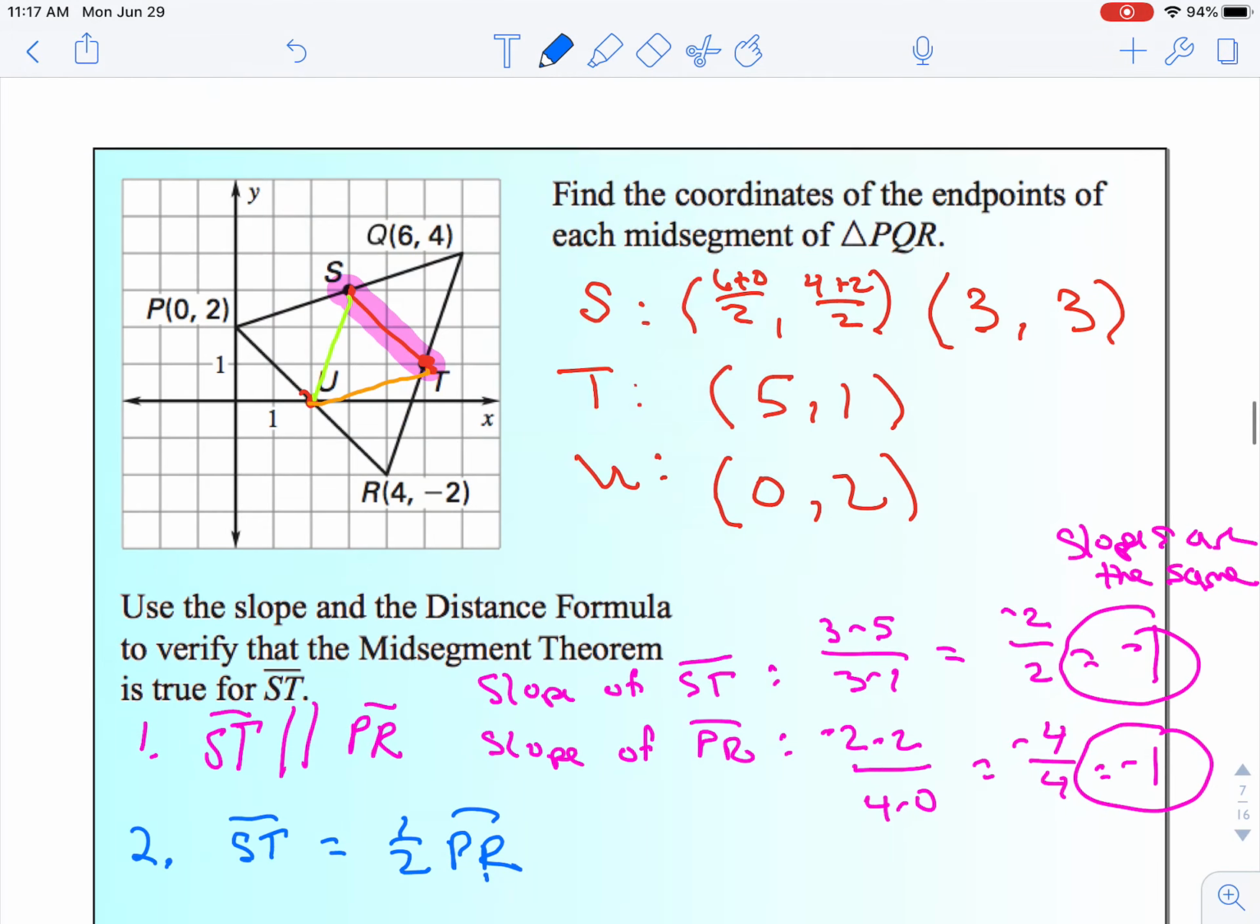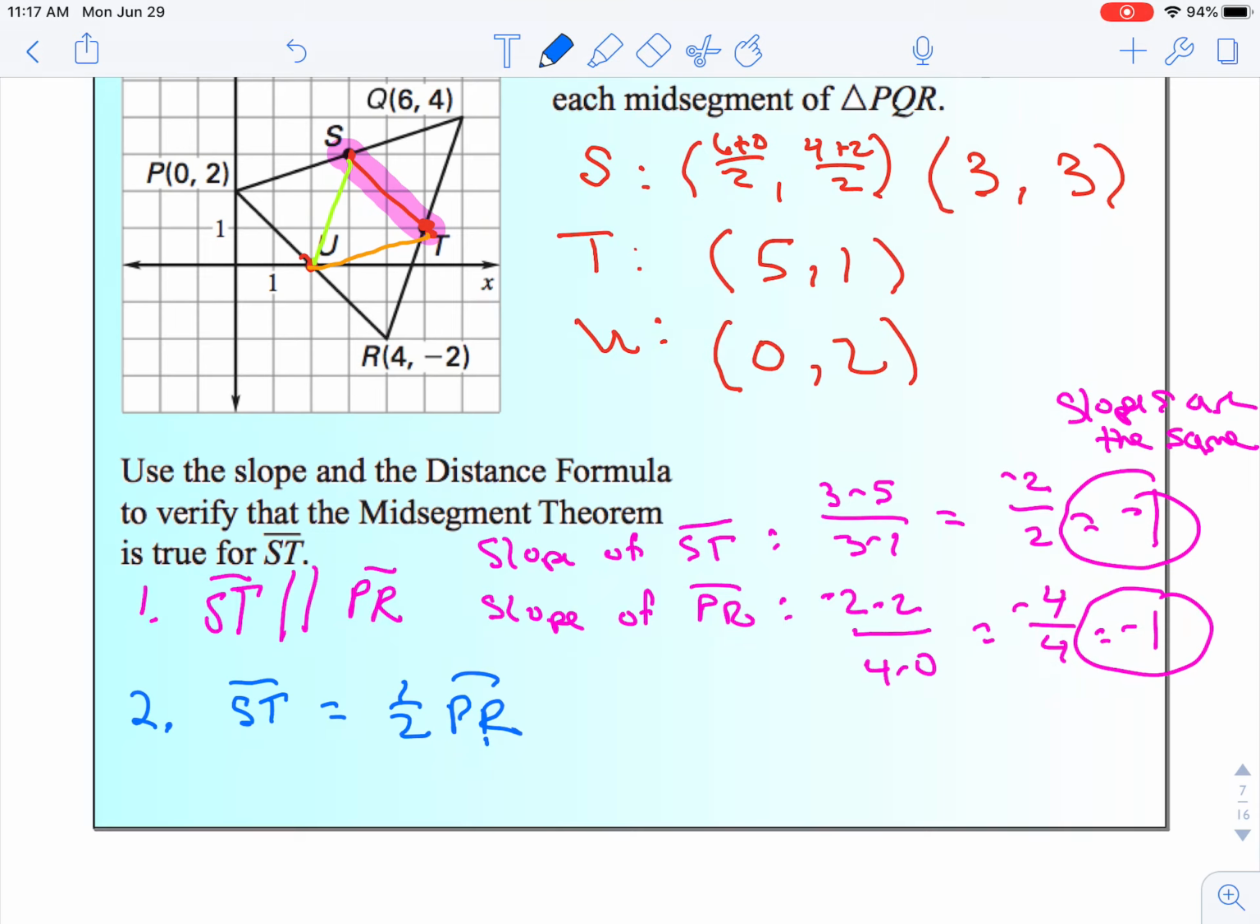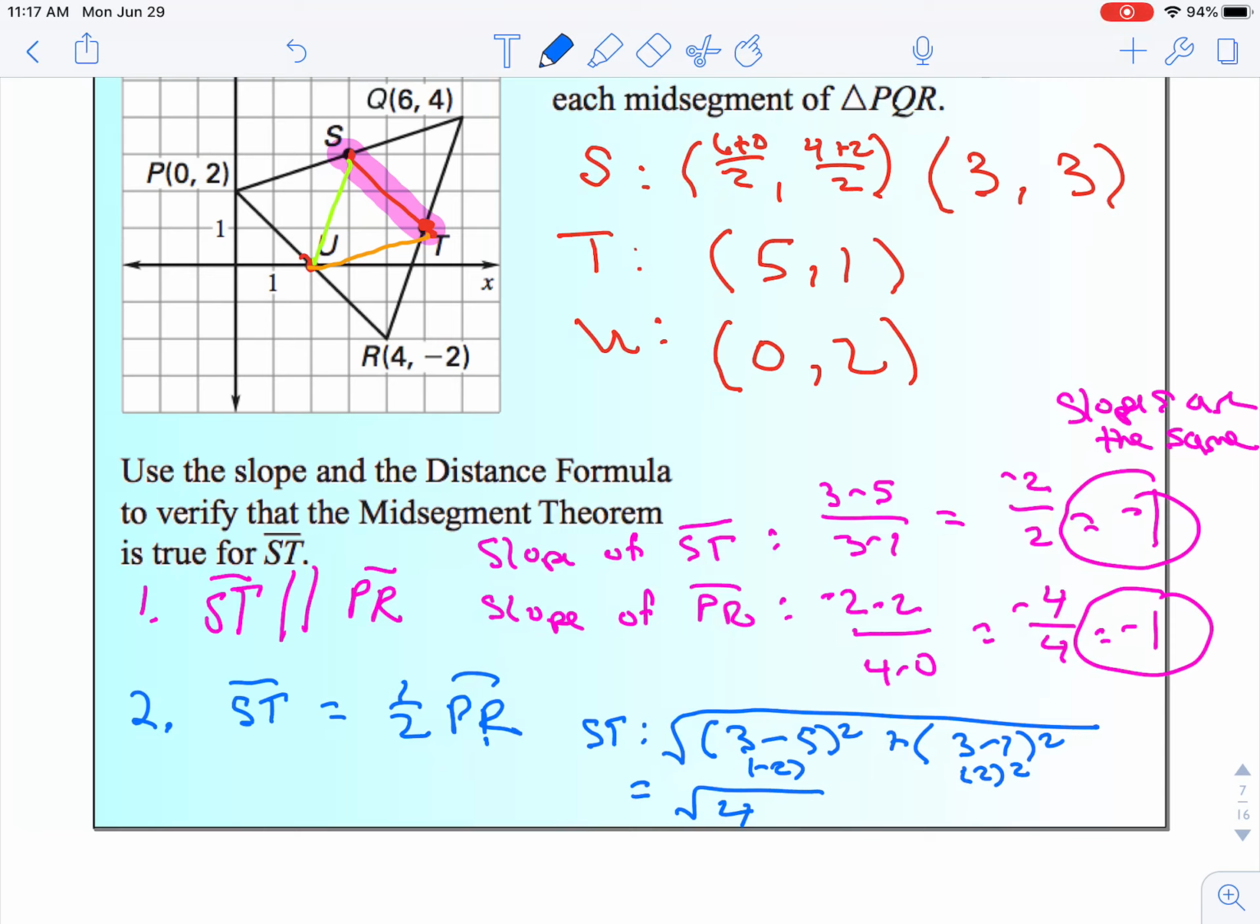Now let's work on the distance formula. For the distance formula for ST, I'm going to find ST by taking the difference in the x's, 3 minus 5 squared, plus the difference in the y's, 3 minus 1 squared. That gives me negative 2 squared, which is 4. Negative 2 squared gives me 4, and then 3 minus 1 is 2 squared, which gives me 4. So I have the square root of 8.